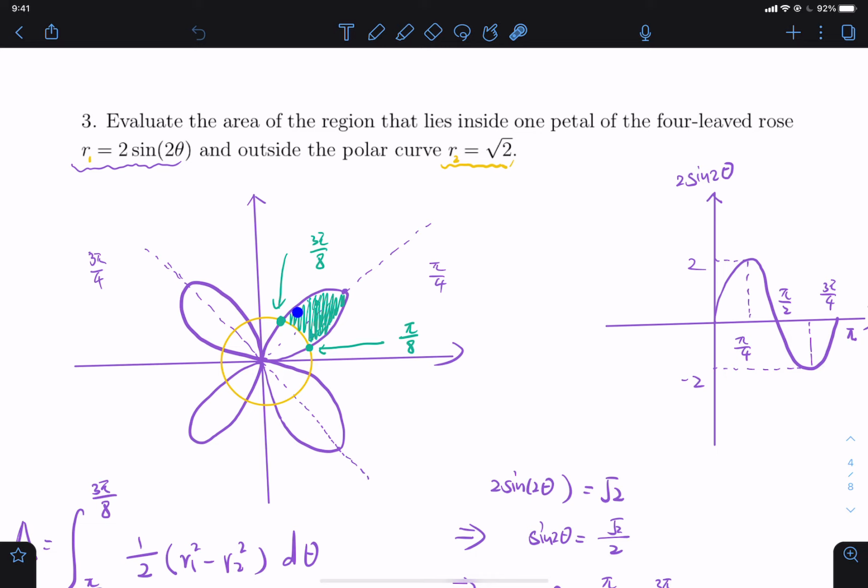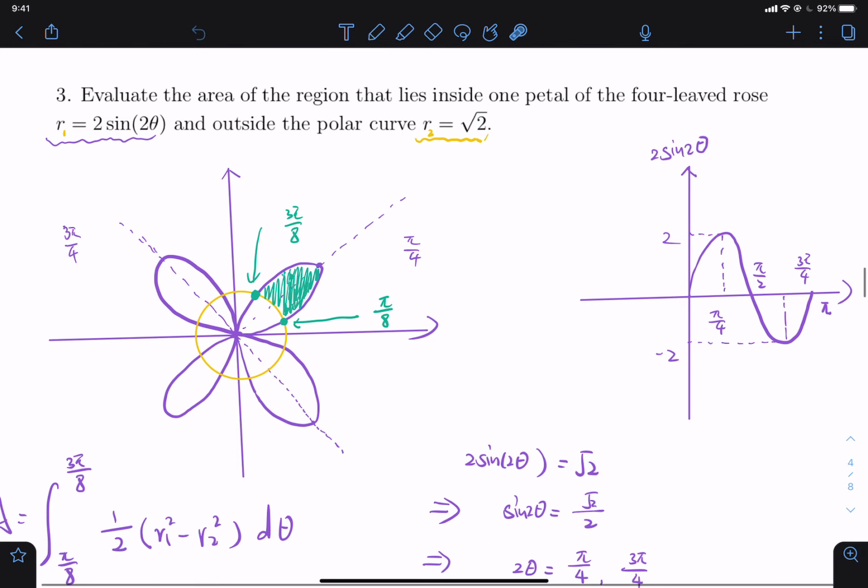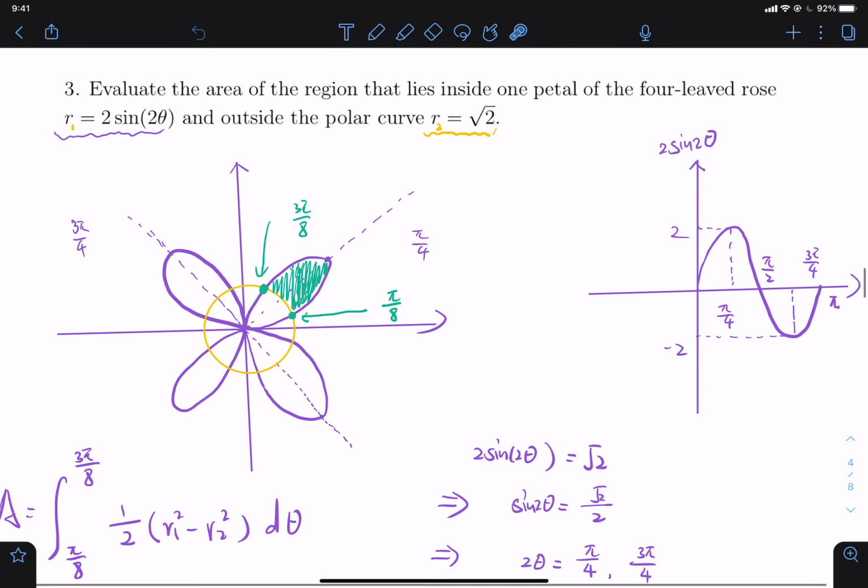So that is the area that I have highlighted here, the green area, right? It's outside the circle and inside the leaf here. And how do we find the area? Well, we need to use the integration, right? And we need to know the upper bound and lower bound. We need to know which point we start from and which point we end, right? So these 2 points, they are the intersections of the curves, right?